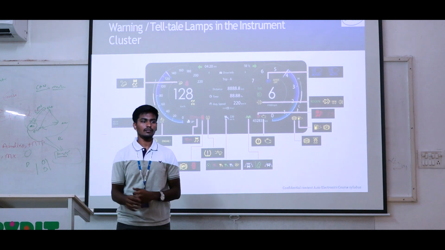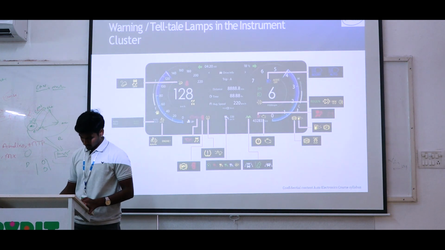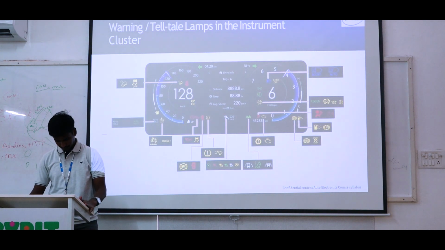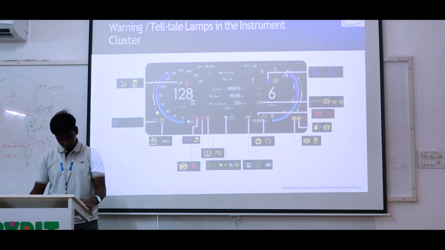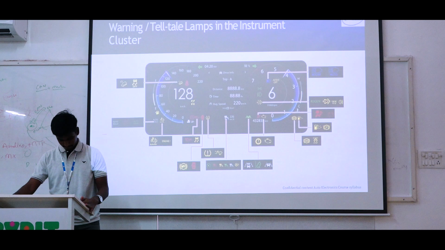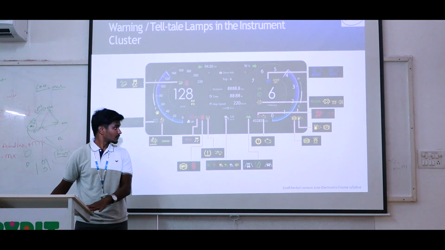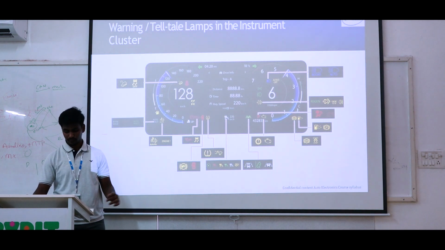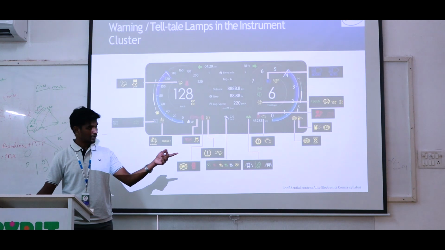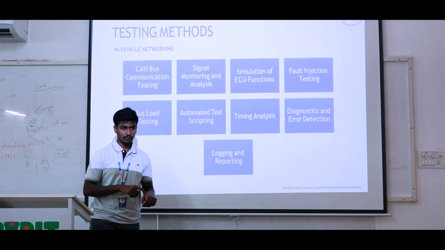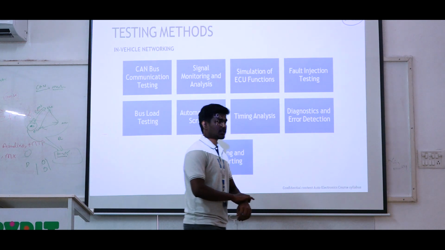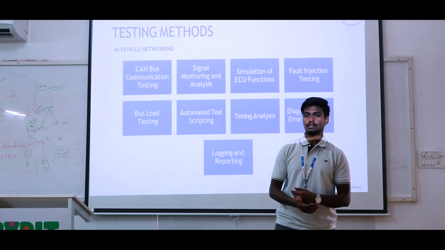Like in modern vehicles, if the temperature increases, the engine automatically turns off, right? So the temperature ECU is there, and it is talking to the engine ECU. When the temperature exceeds a certain level, it directly gives an indication to the engine ECU to turn off the engine. Automatically the engine is going to turn off. In autonomous vehicles also, if the temperature is high, it won't start. In that way, they are talking to each other. So these are all called in-vehicle networking testing methods.